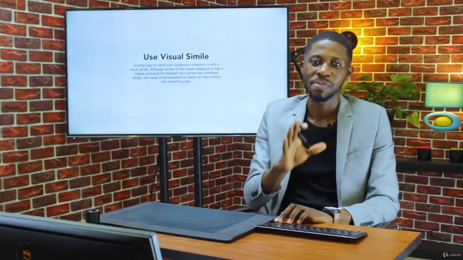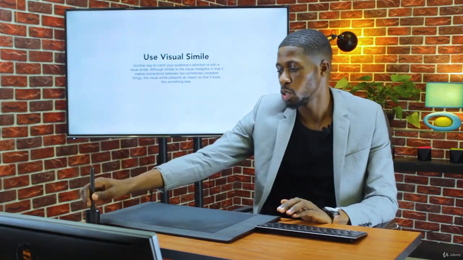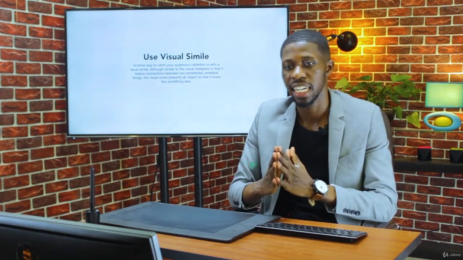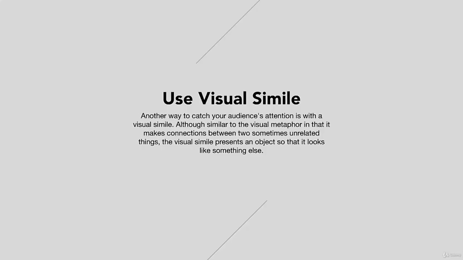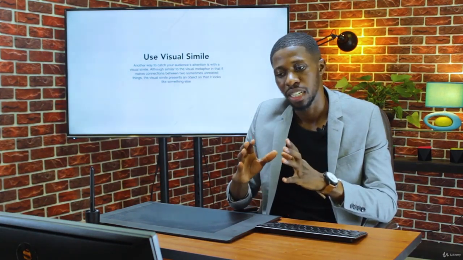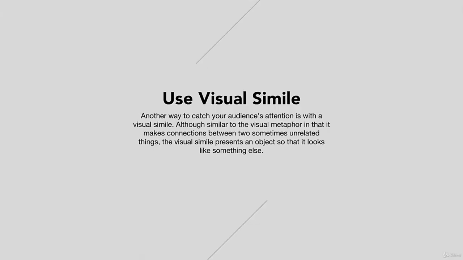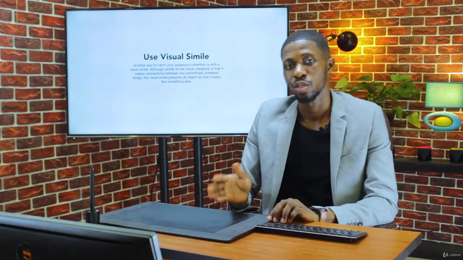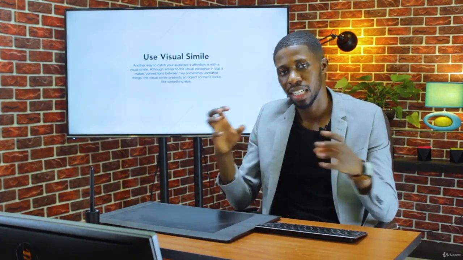So the ninth tip that you always want to use for effective billboard design is the use of visual simile. Now, this is another way to catch your audience's attention. Although this trick is similar to visual metaphor, in that it makes a connection between two sometimes unrelated things, the visual simile presents an object so that it looks like something else. So the visual simile is more like the visual metaphor.